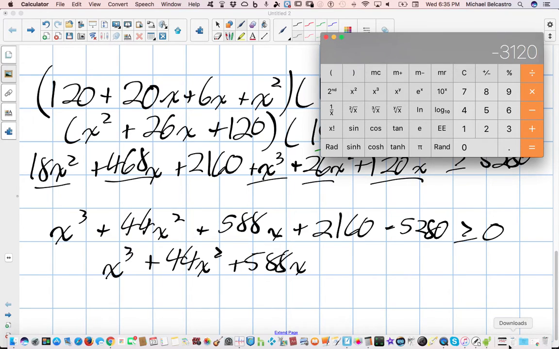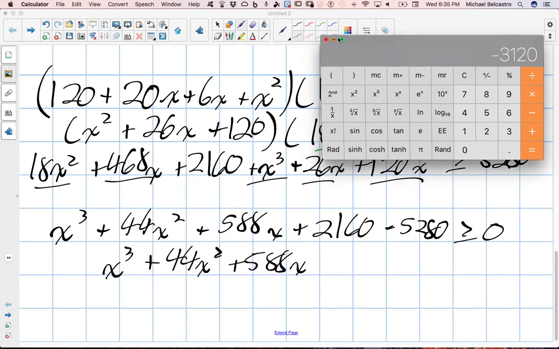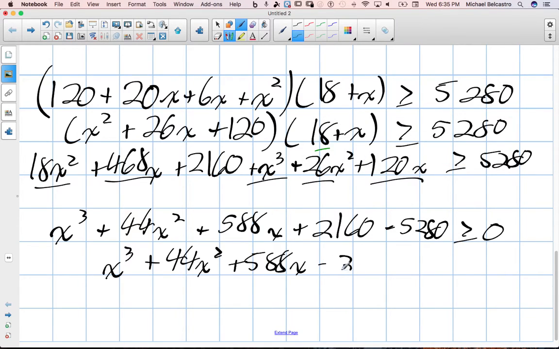2160 minus 522. There we go. I messed up. Negative 3,100. Didn't even put in the second value. That's all right. We got it.